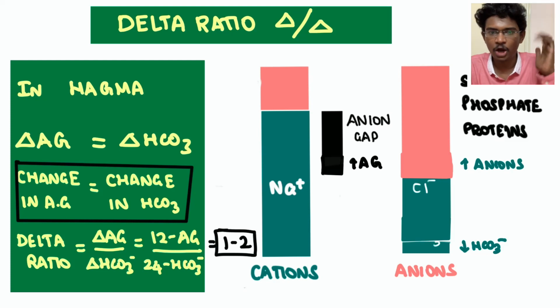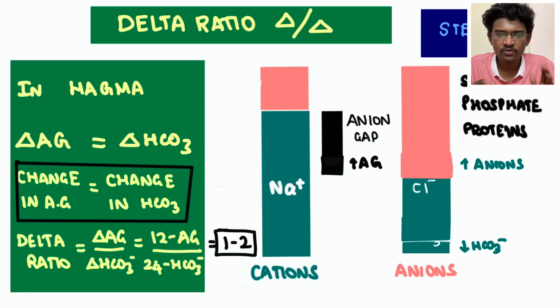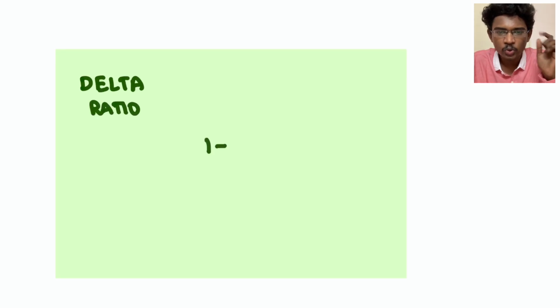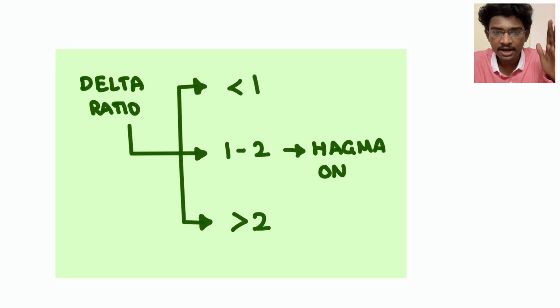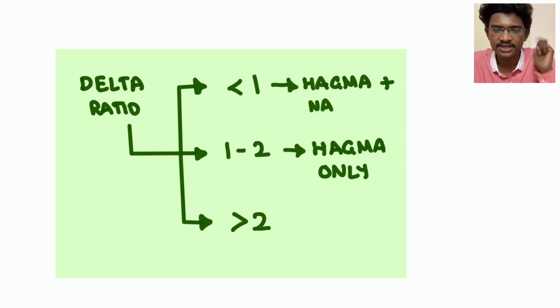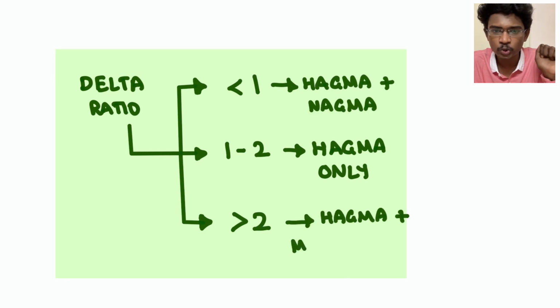The change from 12, how much it has changed, is given by anion gap minus 12, divided by 24 minus the given bicarb. If you calculate, since the change will be equal in both directions, the ratio will be between 1 to 2. If it is between 1 to 2, we can surely say only HAGMA is happening. If the delta ratio is less than 1, then HAGMA as well as NAGMA is coexisting. And if it is more than 2, then it is HAGMA plus metabolic alkalosis.